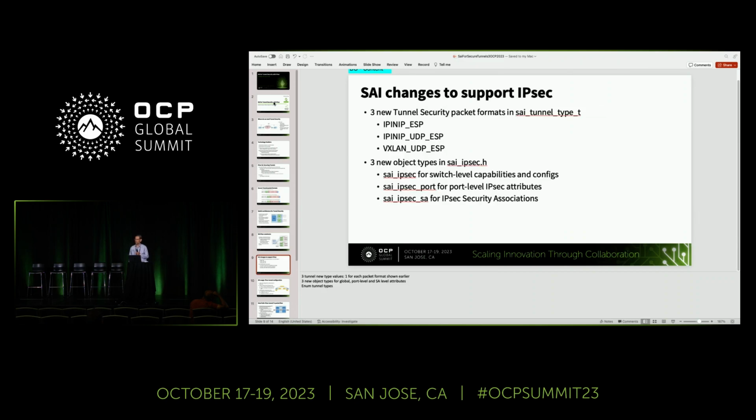Going into a little more detail of what we added there. So we added 3 new tunnel types for supporting the 3 new packet formats. We added 3 object types, SAI IPsec for the switch level IPsec attributes, SAI IPsec ports that is attached to each port for the port level IPsec attributes, and SAI IPsec SA for the all-important security association that is really bringing the encryption capability here.